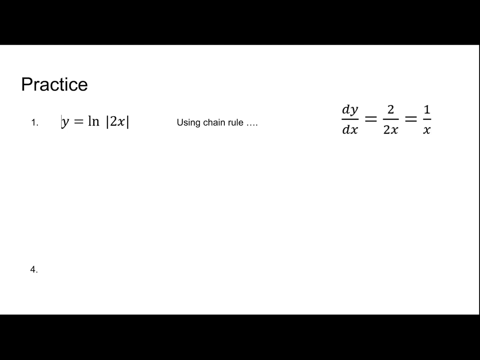It's a good thing to know that the derivative of ln of some number times x is always going to be 1 over x. That's because the coefficients will cancel each other out, and you get 1 over x. So even the derivative of ln 1000x is 1 over x as well.